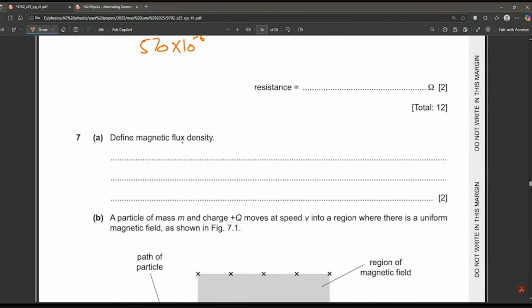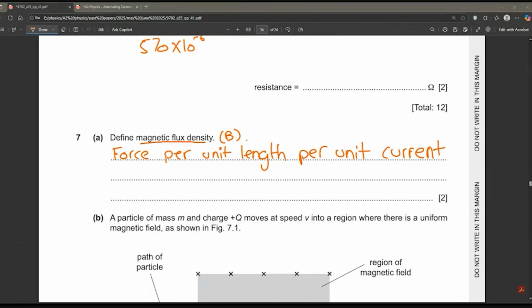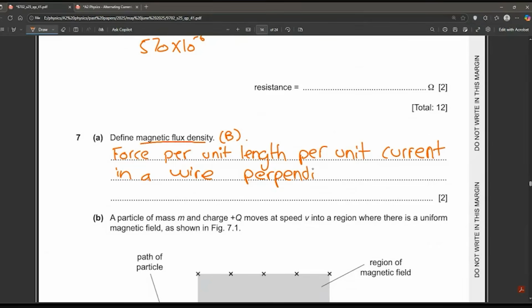Now you have to define magnetic flux density. बेटा आपने मैग्नेटिक फ्लक्स डेंसिटी या B की वैल्यूज को डिफाइन करना है. How will you do that? What is magnetic flux density? Force per unit length per unit current in a wire perpendicular to the magnetic field. Simple.